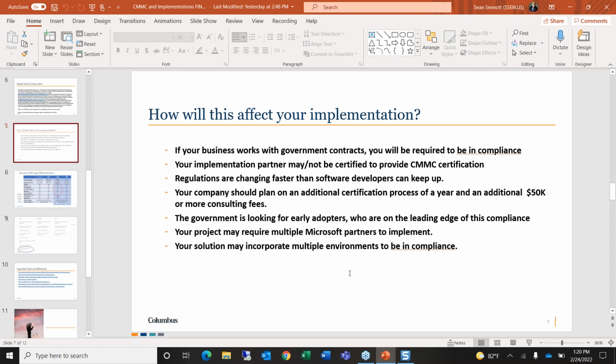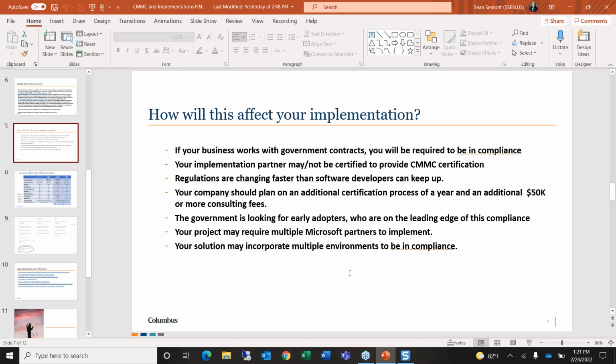It is going to impact your implementation if you're a government contractor. You're not really certain exactly how it's going to be affected, but it is, and you need to start preparing for it now so that you are not caught short when those rules are written.